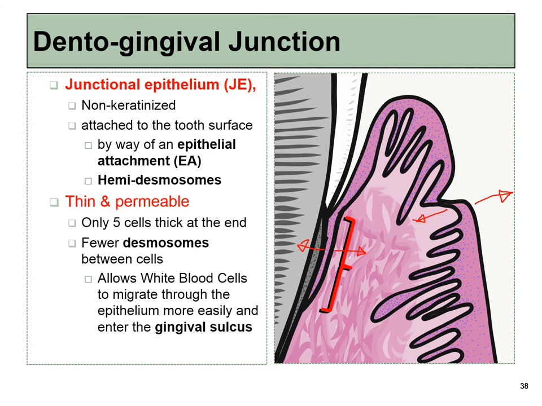The epithelium found here within the sulcular and junctional epithelium is particularly thin, which means that white blood cells found here in the connective tissue are going to have an easier time migrating across the epithelium to get to other parts of the human body, such as here in the gingival crevicular fluid, and possibly come into contact with oral bacteria.